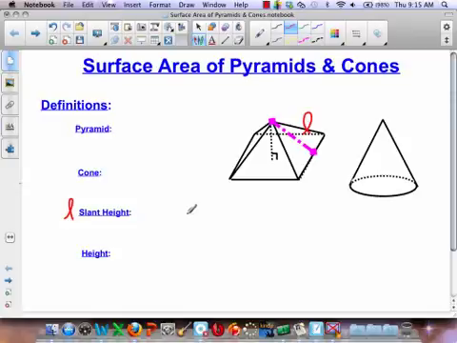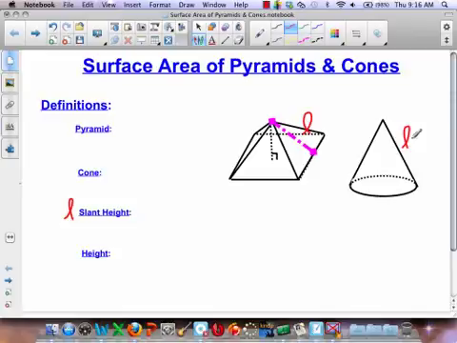Is it kind of like the map? Similar, yes, very similar to that. If you have a cone, it's basically that outside length right there. Now, one thing I do want to mention: the slant height in a pyramid is not the same length as the edge. The slant height goes down the center of the face, and it's going to be perpendicular to the base.